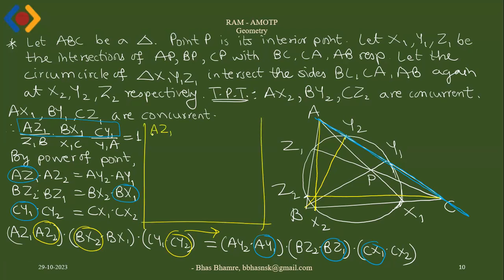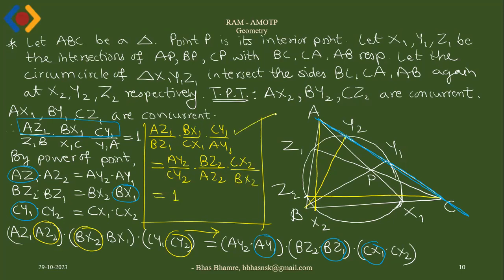So we get AZ1 upon Z1B times BX1 upon CX1 times CY1 upon AY1 is equal to, on the other side, AY2 upon CY2 times BZ2 upon AZ2 times CX2 upon BX2, and that product is 1 because this side is 1.